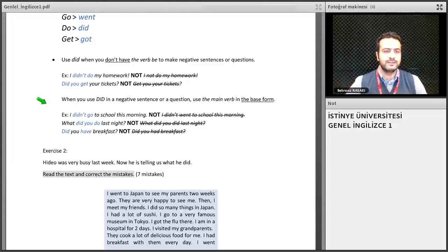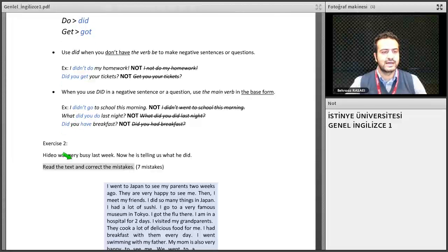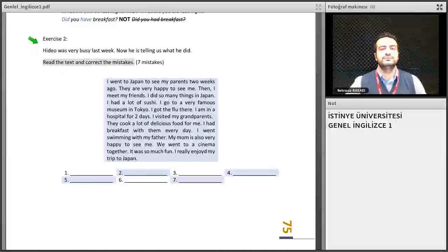Not get your tickets. When you use did in a negative sentence or question, use the main verb in the base form, which means verb 1. So for example, I didn't go to school this morning, not I didn't went to school. Did go. Did do. Did have. So don't use verb 2 after did or didn't.